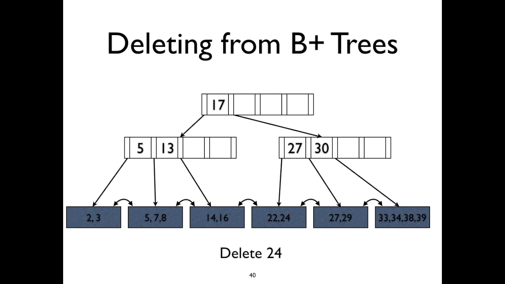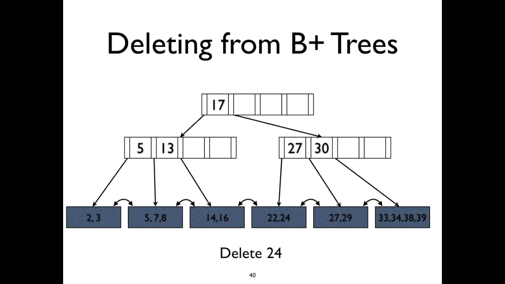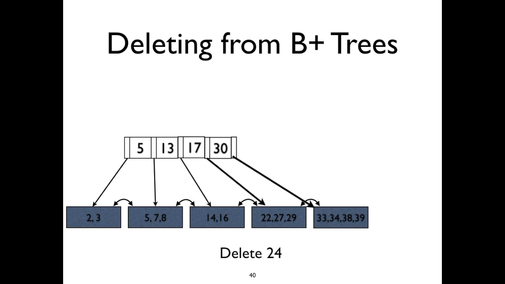Let's say I wanted to delete 24 at this point. Well, now I only have one record. My invariant isn't satisfied. So I need to merge 2 leaf nodes together. And when I merge 2 leaf nodes together, the parent also kind of slides over. Now the invariant is no longer satisfied for that leaf node, so I need to merge it together with the node to its left.